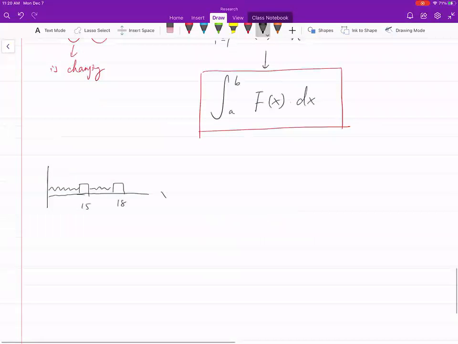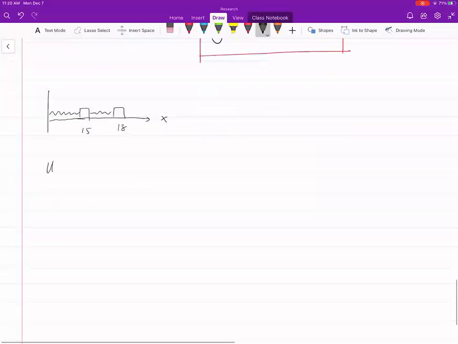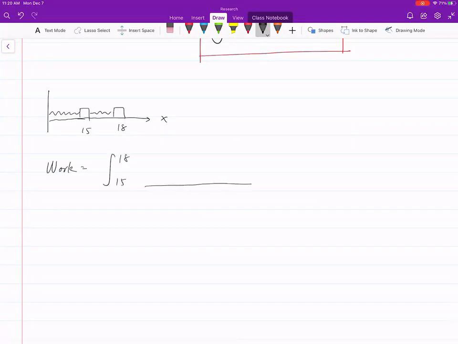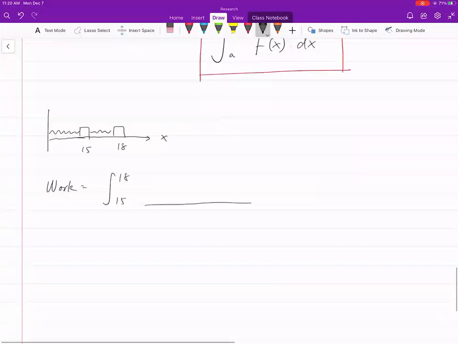I'm going to call this direction x, and we only need one dimension. What's the total work? It's going to be integration from 15 to 18. The work for each part: what's the work for each part? Well, each one works for dx. That's the distance.